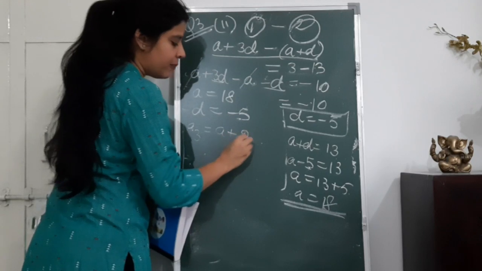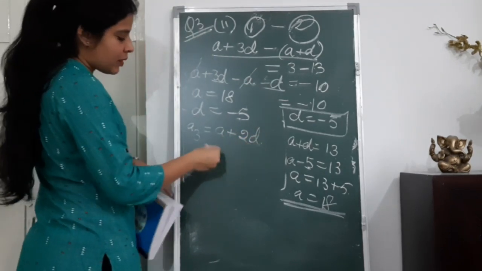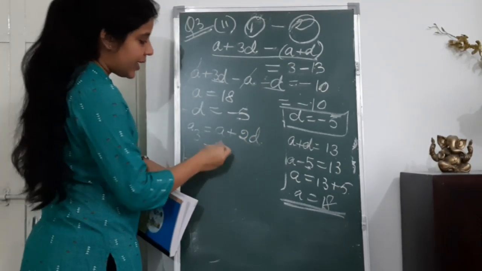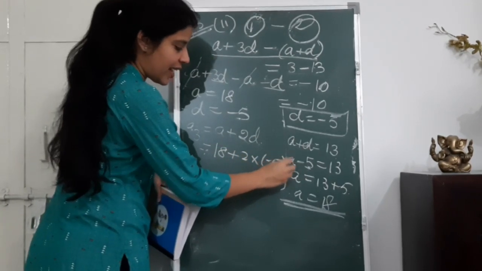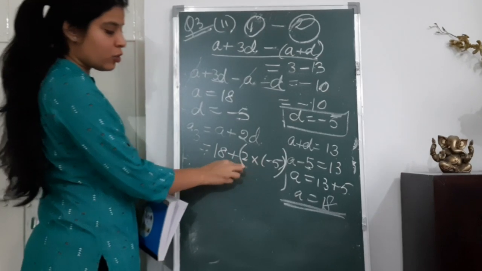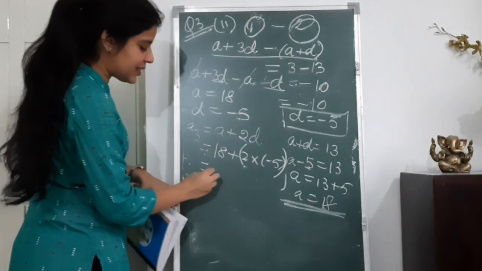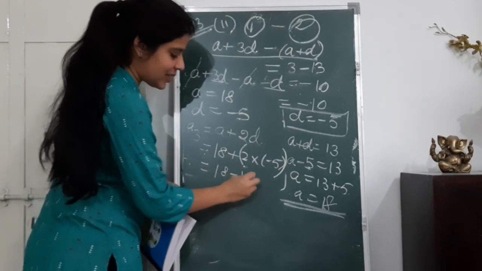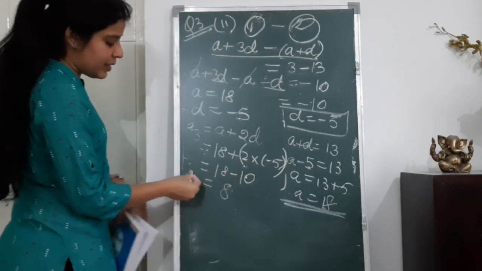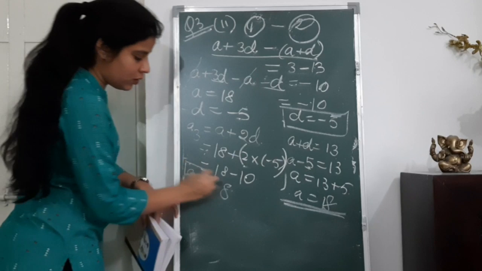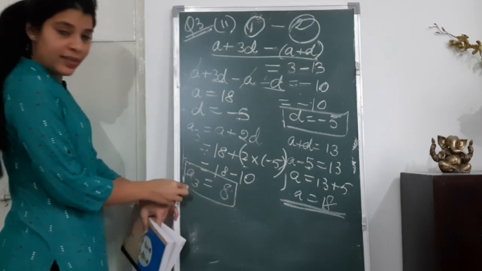A plus 2D. As explained previously, A is equal to what? 18 plus 2 into minus 5. 2 into minus 5 is equal to minus 10. So 18 minus 10 is equal to nothing but 8. So A3 is equal to 8, right?